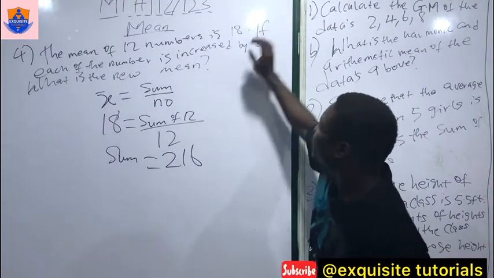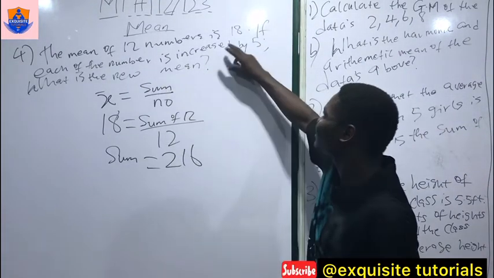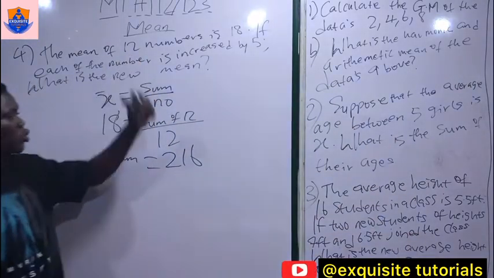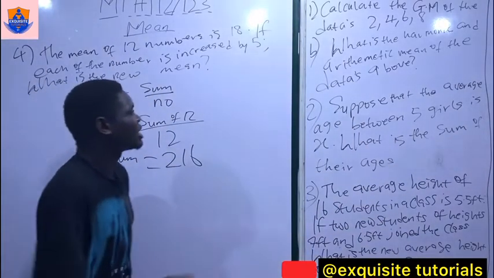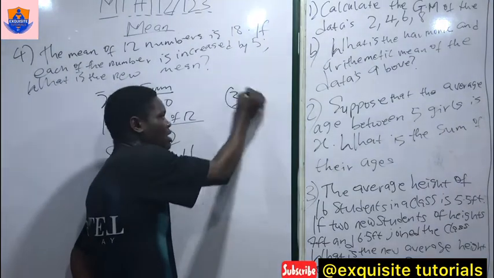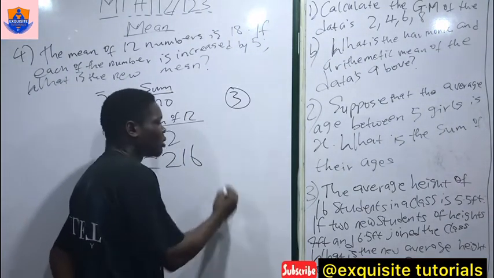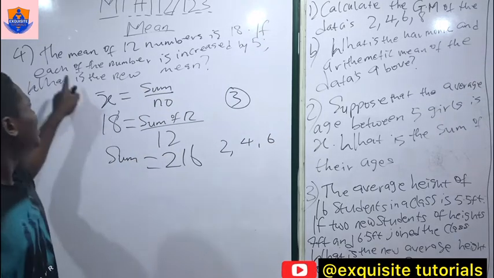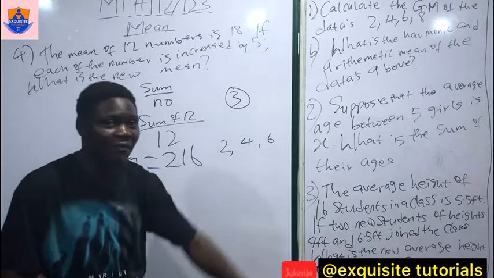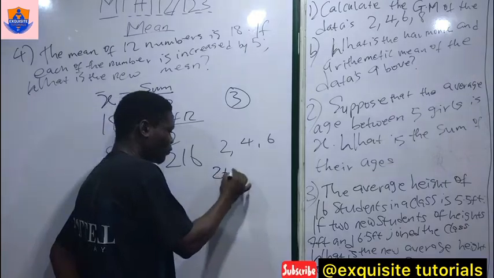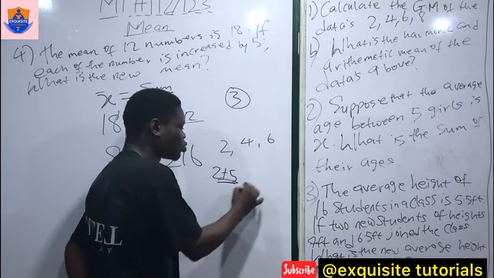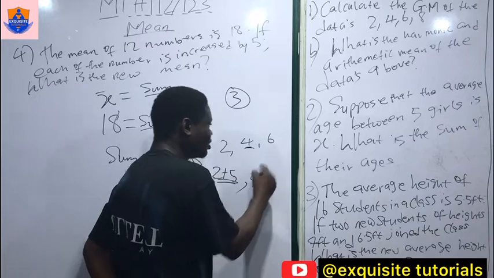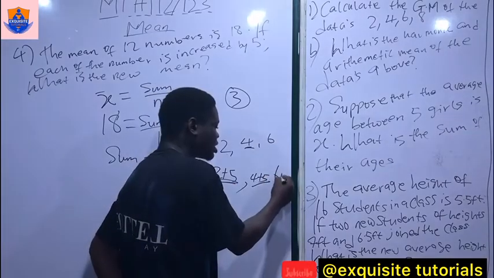Now they said if each of the numbers is increased by 5. Now for every single number out of these 12, you are adding 5 to it. Let's assume there were 3 numbers, and these 3 numbers include 2, 4, 6. And they now said if each of the numbers is increased by 5, meaning that you are adding 5 to this one. So this one is no longer 2, it is now 2 plus 5. This one is no longer 4, it is now 4 plus 5. This one is no longer 6, it is now 6 plus 5.